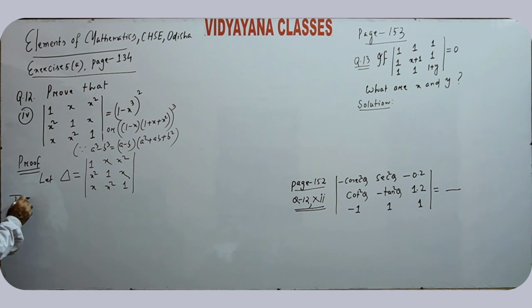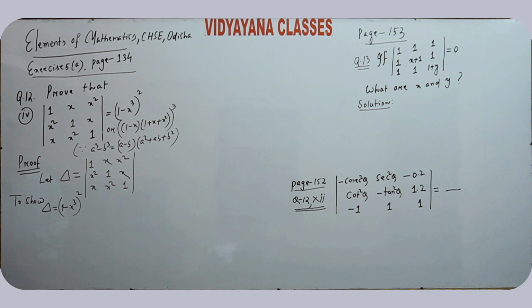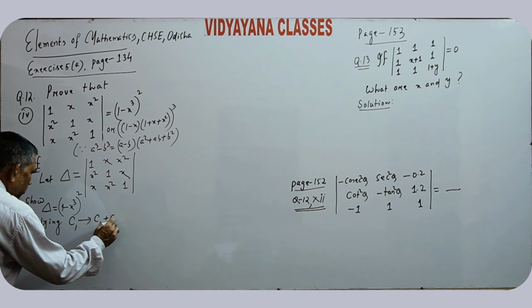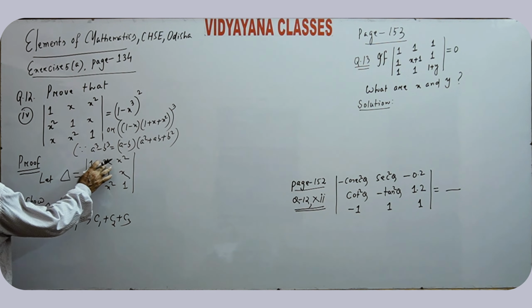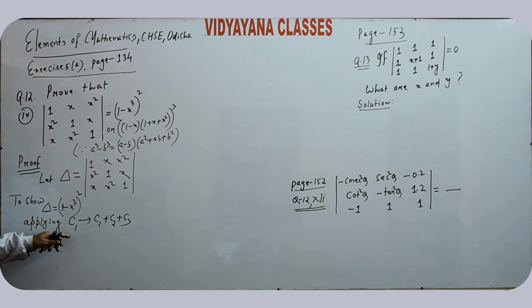To show del is equal to 1 minus x cube whole square. 1 plus x plus x square is this factor. So applying C1 replaced by C1 plus C2 plus C3. 1 plus x plus x square is this factor in the right hand side. So we will apply column 1 is replaced by column 1 plus column 2 plus column 3.